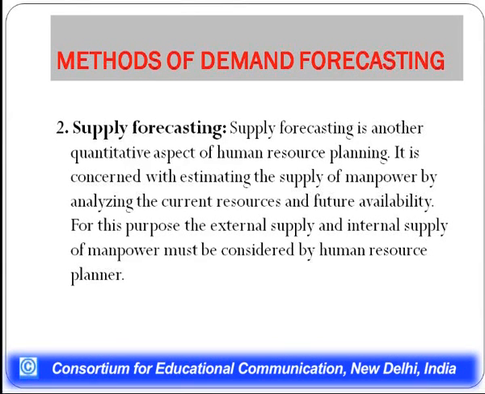So, then we have the supply forecasting method. The supply forecasting method is another quantitative aspect of human resource planning, and it is concerned with estimating the supply of manpower by analyzing the current resources and the future availability. For this purpose, the external supply and the internal supply of manpower must be considered by the human resource planner.